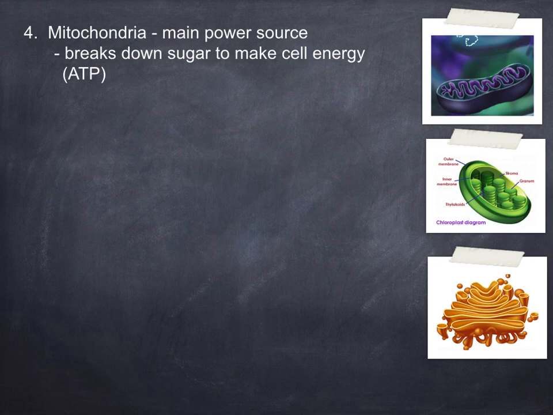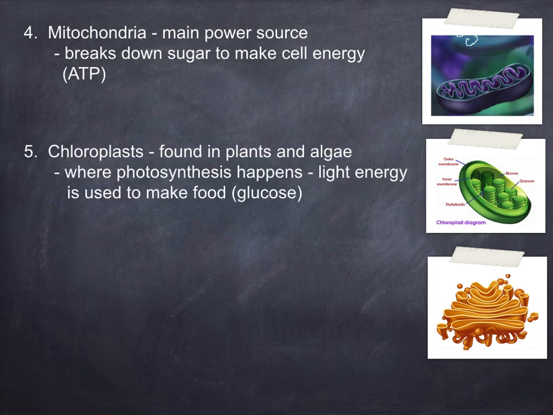The next organelle is the chloroplast. That's what this guy right here is. Chloroplasts are not found in all cells, but they're found in plants and in algae. This is where photosynthesis happens. The light energy is absorbed by the chloroplast and then used to make food, or glucose, which is a sugar. And again, we'll talk more about photosynthesis coming up in a couple chapters.